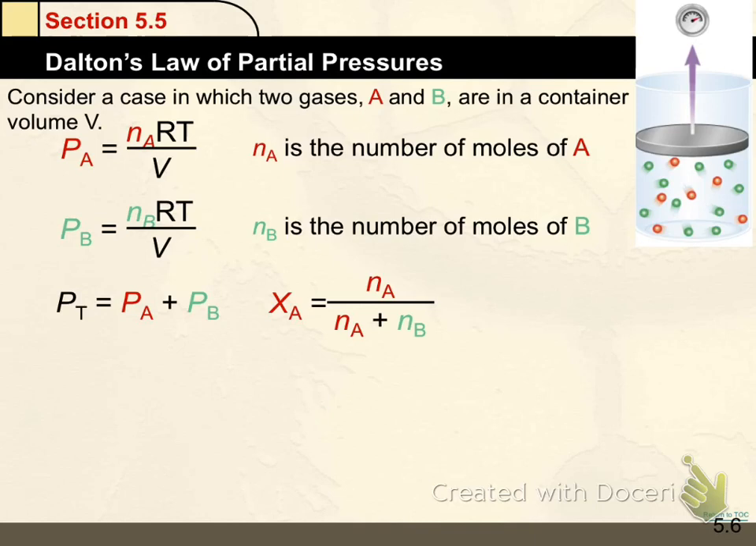For my example up on the board, the mole ratio for the gas A is just the number of moles of A divided by the total number of moles. I've only got two gases, so the total number of moles is just the moles of A plus the moles of B. We can do the same thing for gas B. We just have to put moles B on top instead of moles of A.